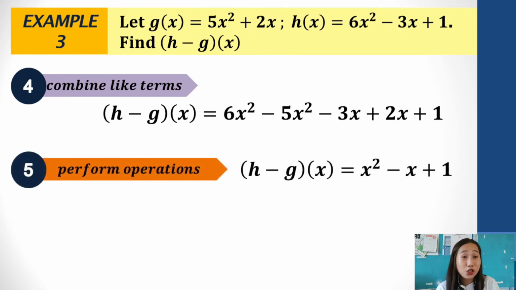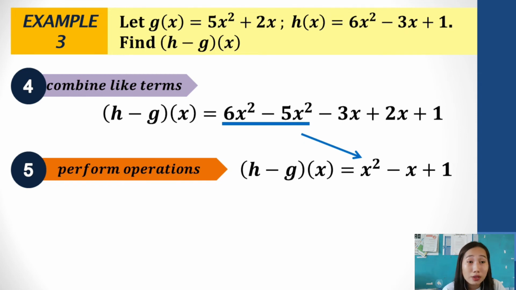H minus G of X is equal to, saan nanggaling to si x squared? Okay, dito siya nanggaling. 6x squared minus 5x squared. So, 6 minus 5 equals 1. Tapos, follow natin yung common na literal coefficient nila, which is x squared.